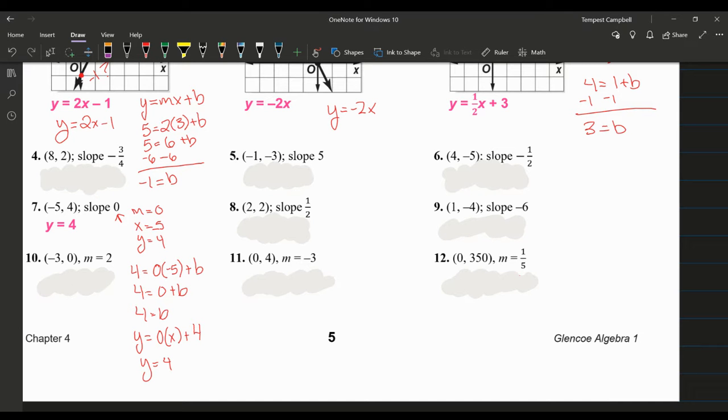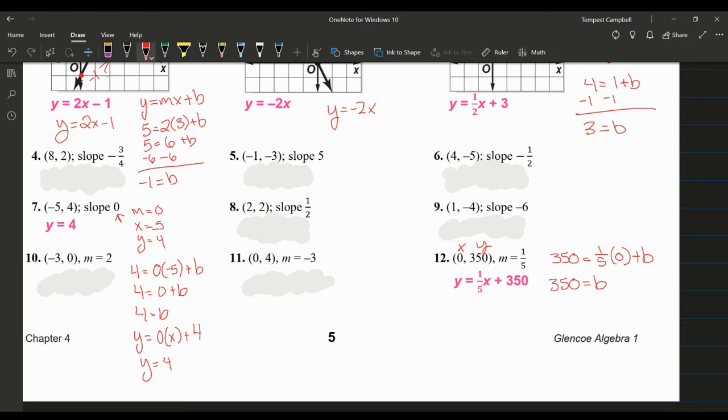Let's do a fraction. We'll do number 12. So number 12, we have our slope, which is 1/5. We have our x, which is 0, our y, which is 350. So we have 350 equals 1/5 times 0 plus b. This one looks similar to number 7. So we're going to have 350 equals b. So we're going to have y equals 1/5 x plus 350.